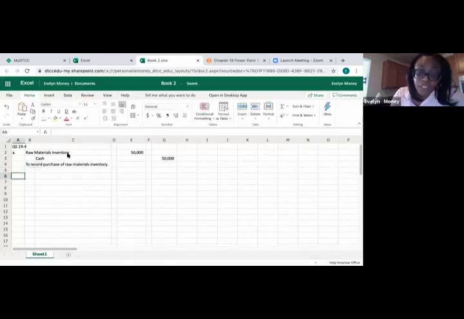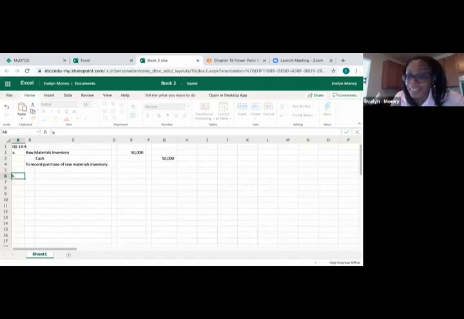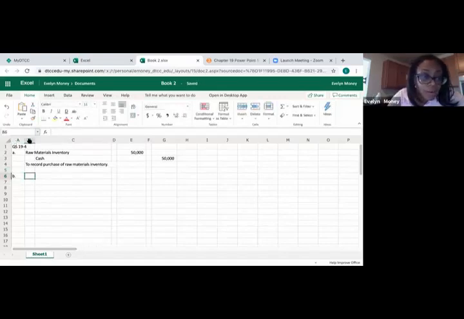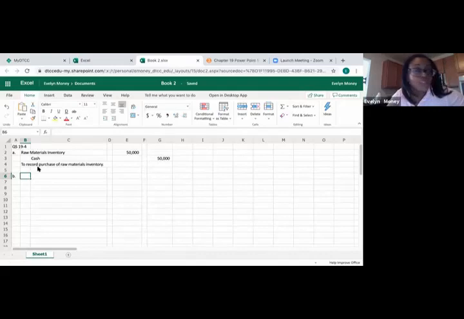Now, I'm putting the description so that when you go back and look at these, you understand why we debited what we debited and credited what we credited. But in terms of a test, I am not going to take off points if you don't have a description. All right, let's look at the next transaction.